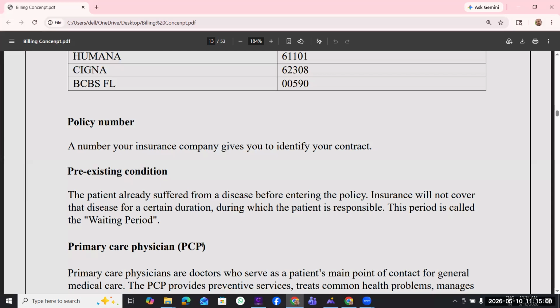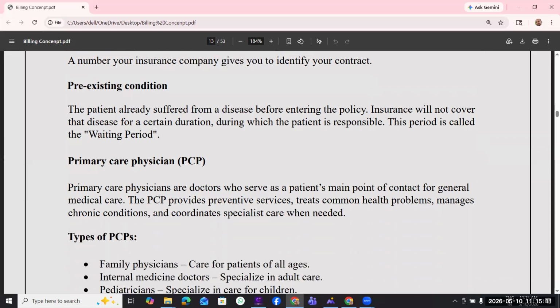This period is called the waiting period. Pre-existing conditions have a waiting period of 1 year, 2 years, 3 years, depending on the condition and the insurance company contract.